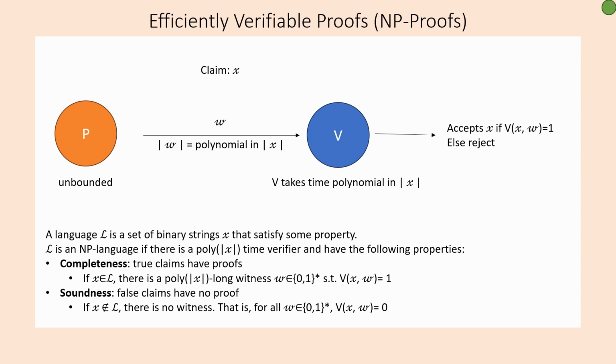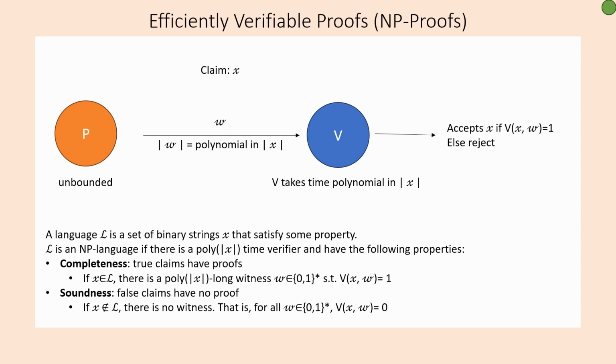The distinction between NP proofs and general interactive proofs is important for practical blockchain applications, because later we will see that our verifier is actually an L1 blockchain, and we wanted to verify difficult claims in polynomial time that are solved by a more powerful prover.